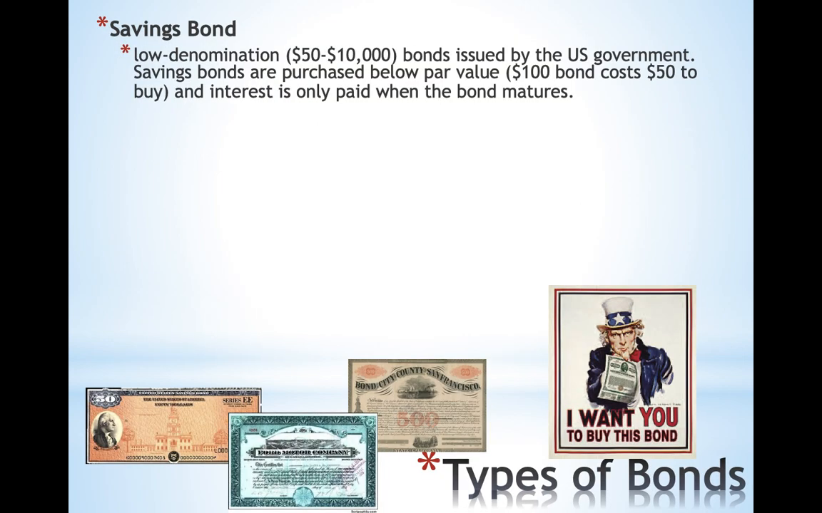So some examples. Savings bonds are the most common, and usually they're lower denominations, less than $10,000. Usually these are issued by the U.S. government. You can purchase savings bonds from the U.S. government, and usually these take a long time. Now, it says a $100 bond costs $50 to buy. So basically your par value is $50, and eventually it'll be worth $100. The $100 eventually will show with the interest, but you only get that interest when the bond is fully matured.